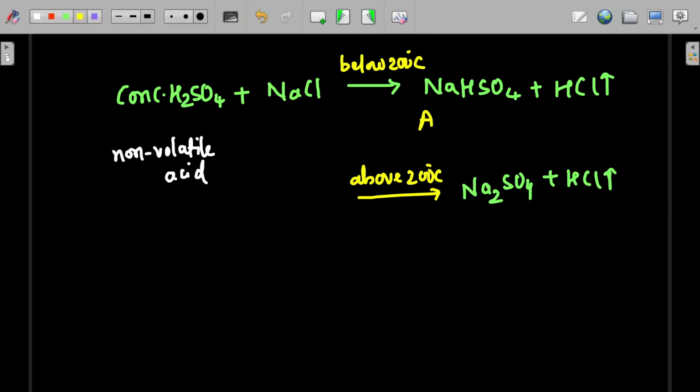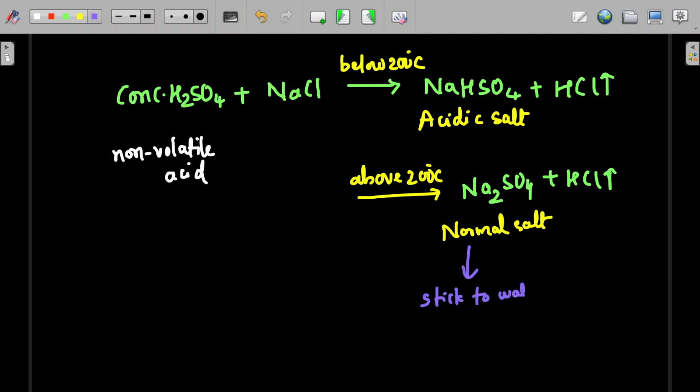Here, what type of salt? Acidic salt. This will be a normal salt. Okay, so these things we have to keep in mind. And the sodium sulfate, why don't we do this above 200 degrees Celsius? Because first of all, fuel will be wasted. Second, the sodium sulfate that is formed will stick to the wall of the container and be difficult to remove.